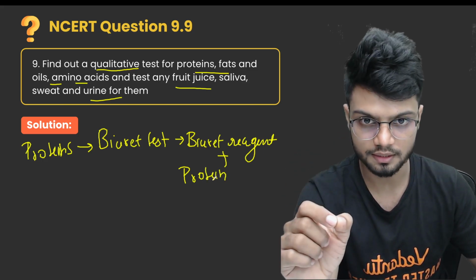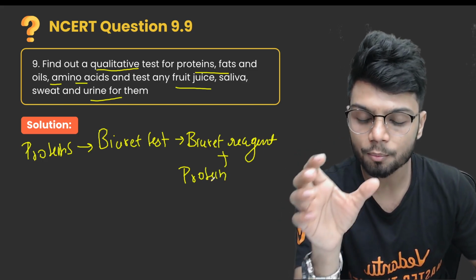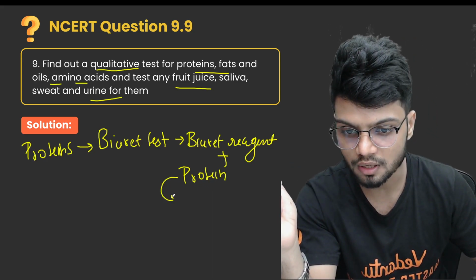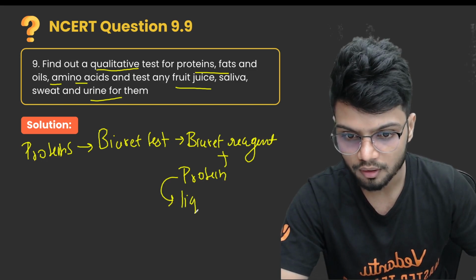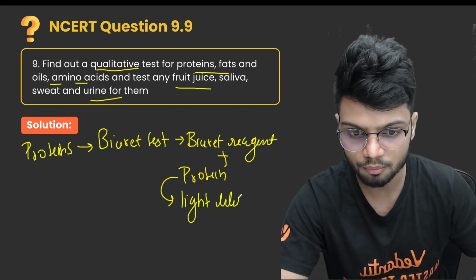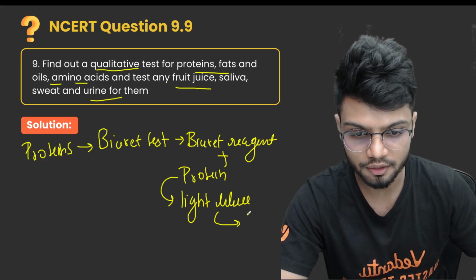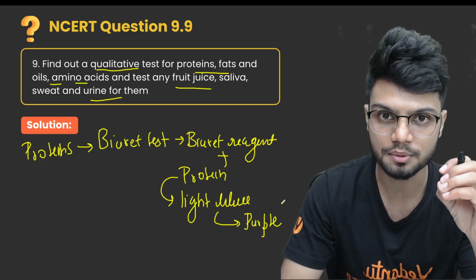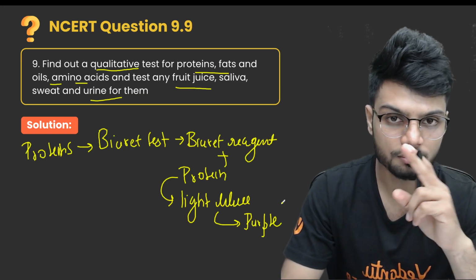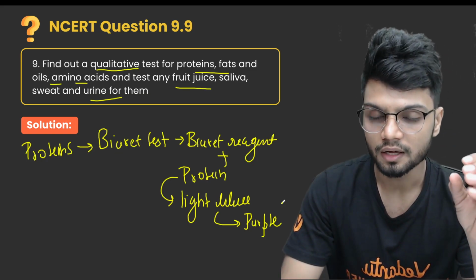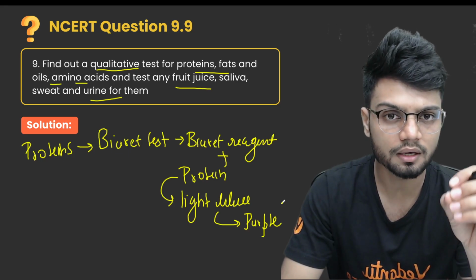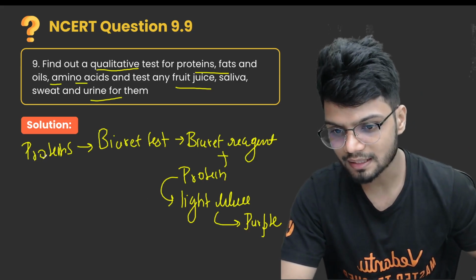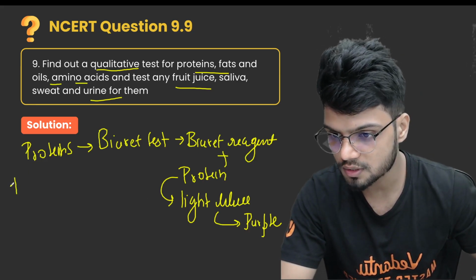If the protein is present in the substance, the protein will react with the biuret reagent to produce a very peculiar color change. Initially it's going to be light blue, converting to purple. So if there is protein present in the substance, the solution will turn from light blue to purple. If it is purple in the end, it means protein is present in the particular substance. Now let's take the substances. First is the fruit juices.